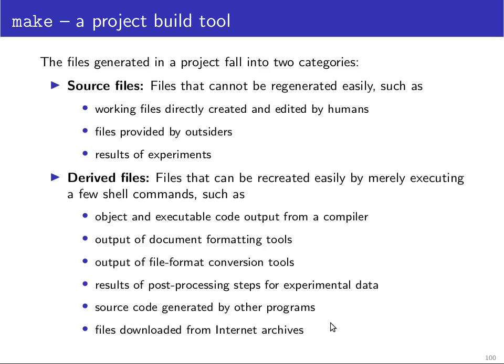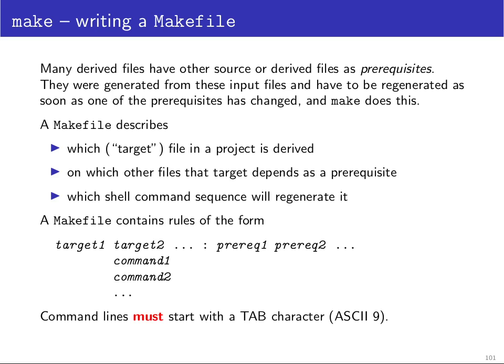Also, source code generated by other programs and externally provided files that are available in some archival form, where you're pretty sure you can download these. Again, you don't have to archive them locally. All of these are what I would describe as derived files. And a mechanism for describing how you generate derived files from your source files is known as a build utility, and one of the most commonly used and perhaps one of the oldest is the make utility that was developed with the Unix operating system.